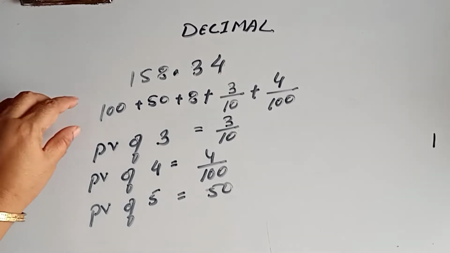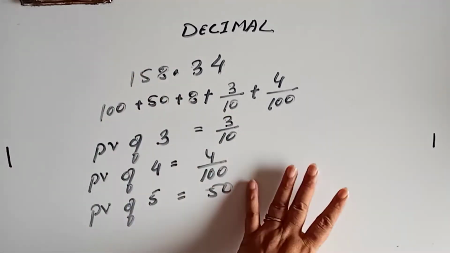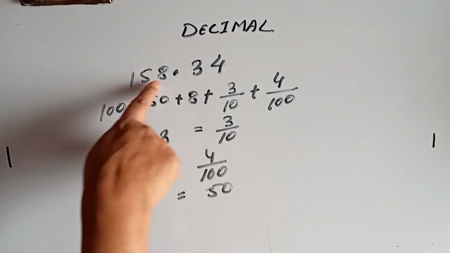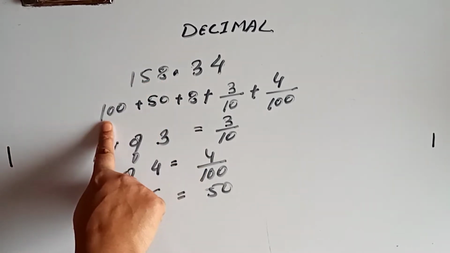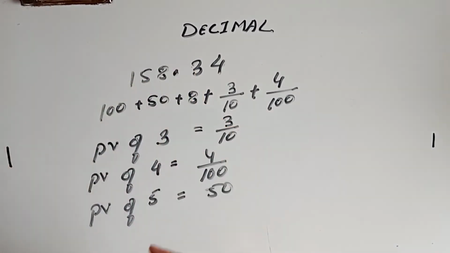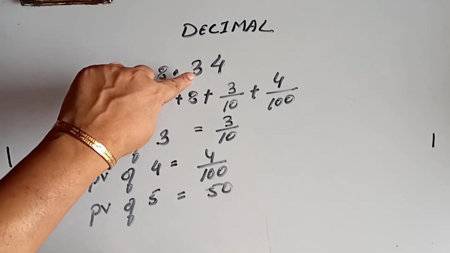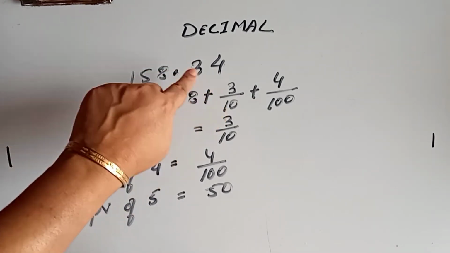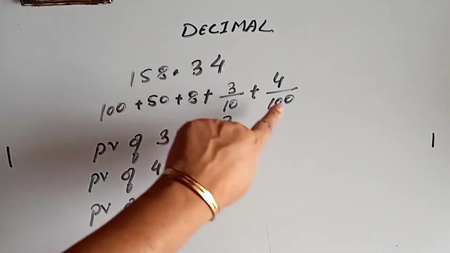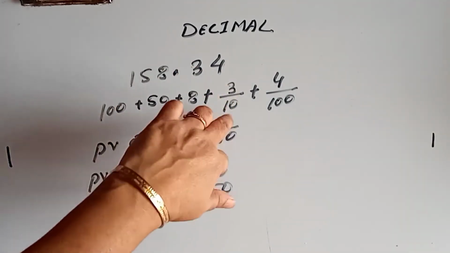So what you will do, you will first write the number in expanded form. 158, how can we write 158? It is 100 plus 50 plus 8 plus, now why 3 by 10? Because after decimal this is the first digit, so 1 zero. After decimal this is the second digit, 2 zeros. Okay, and the place value will be 3 by 10.